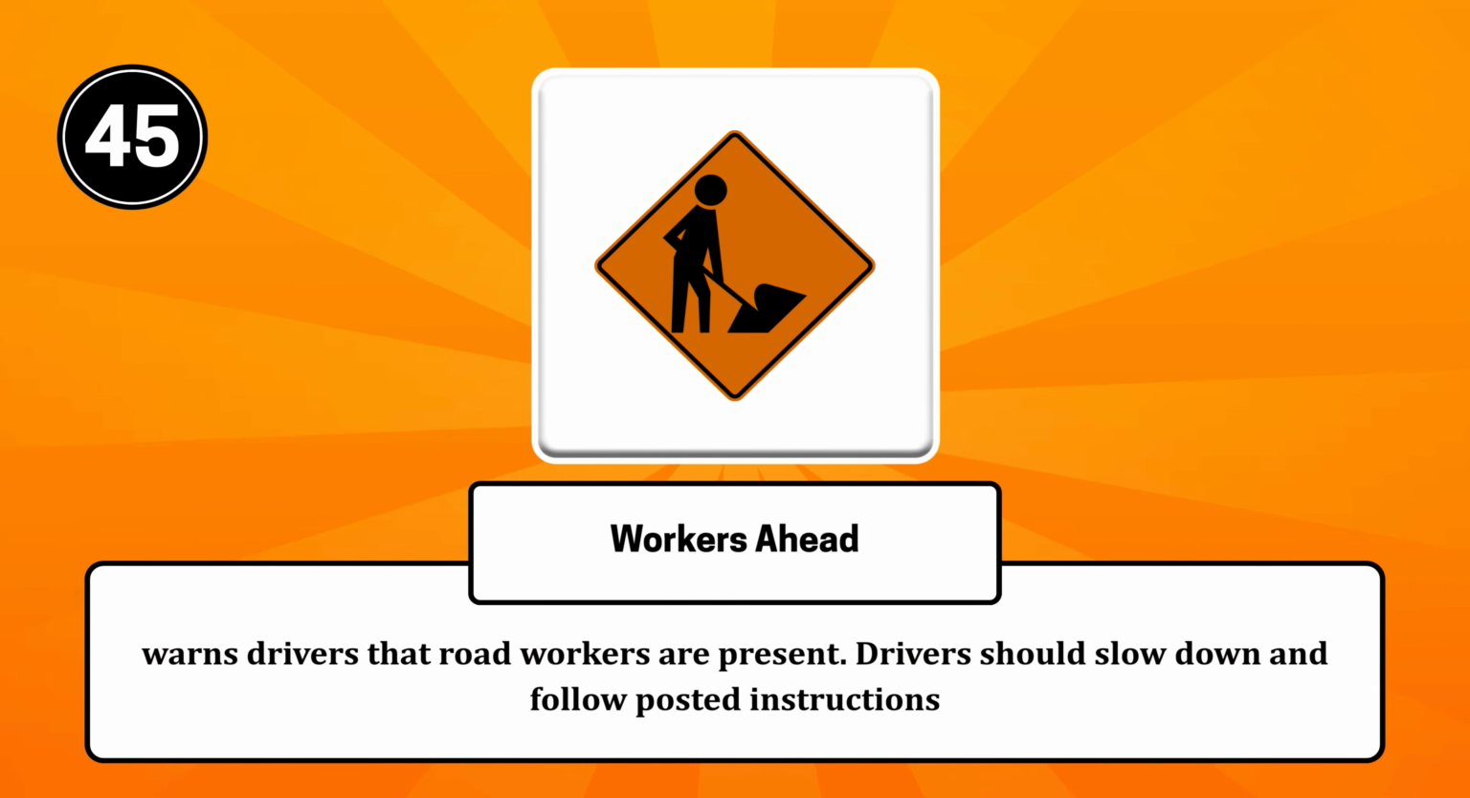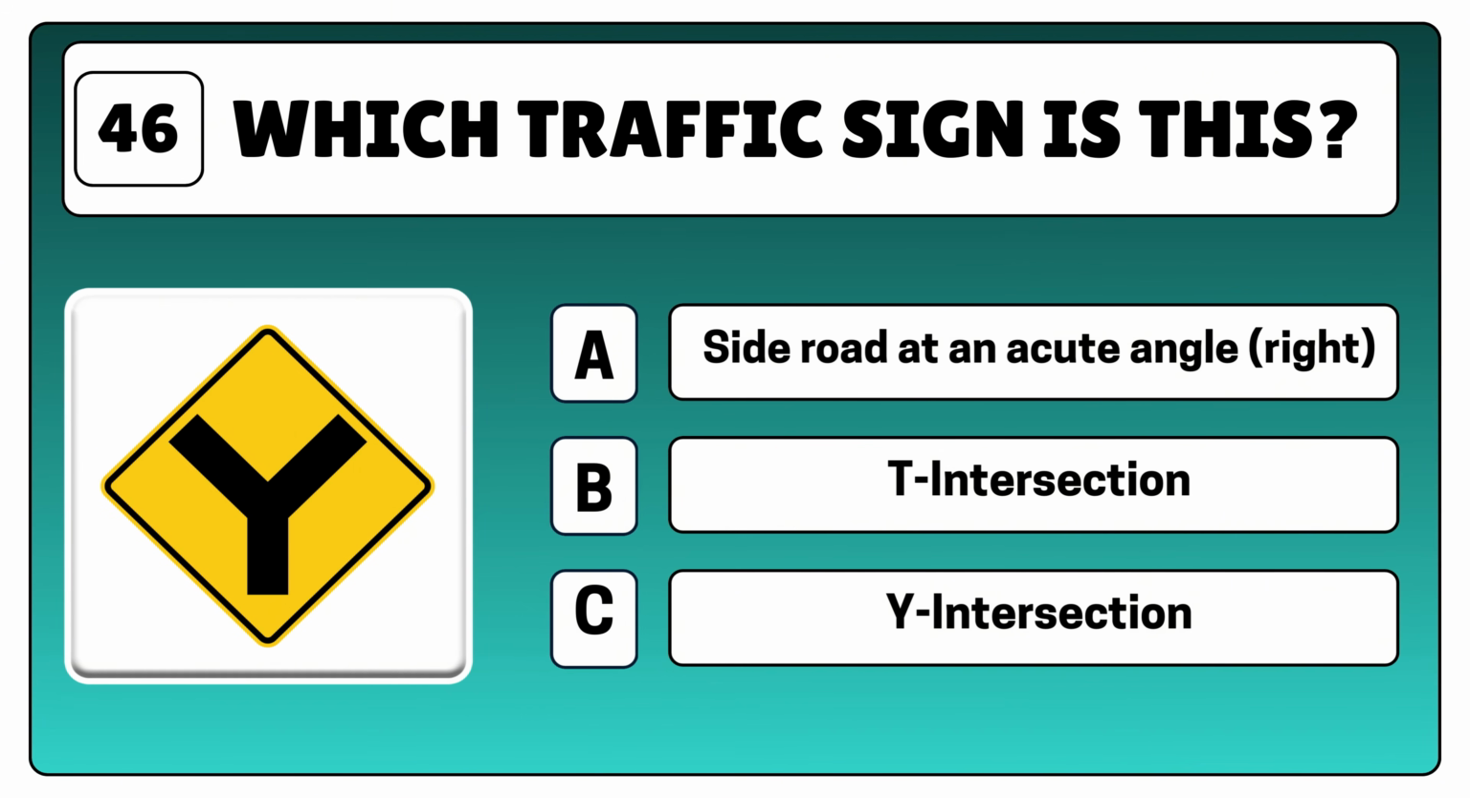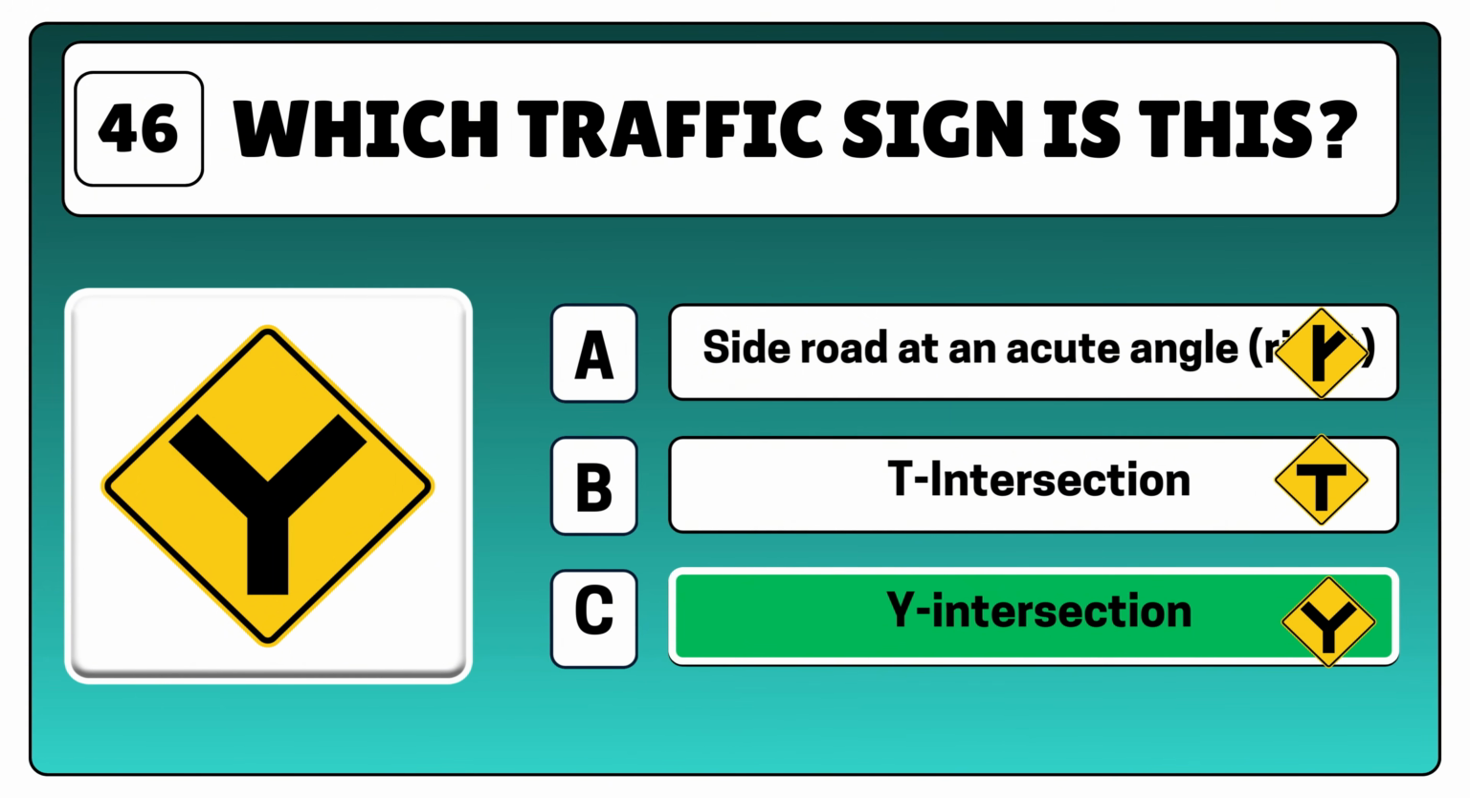The workers ahead sign warns drivers that road workers are present. Drivers should slow down and follow posted instructions. Which traffic sign is this? Correct. That is the Y intersection sign.